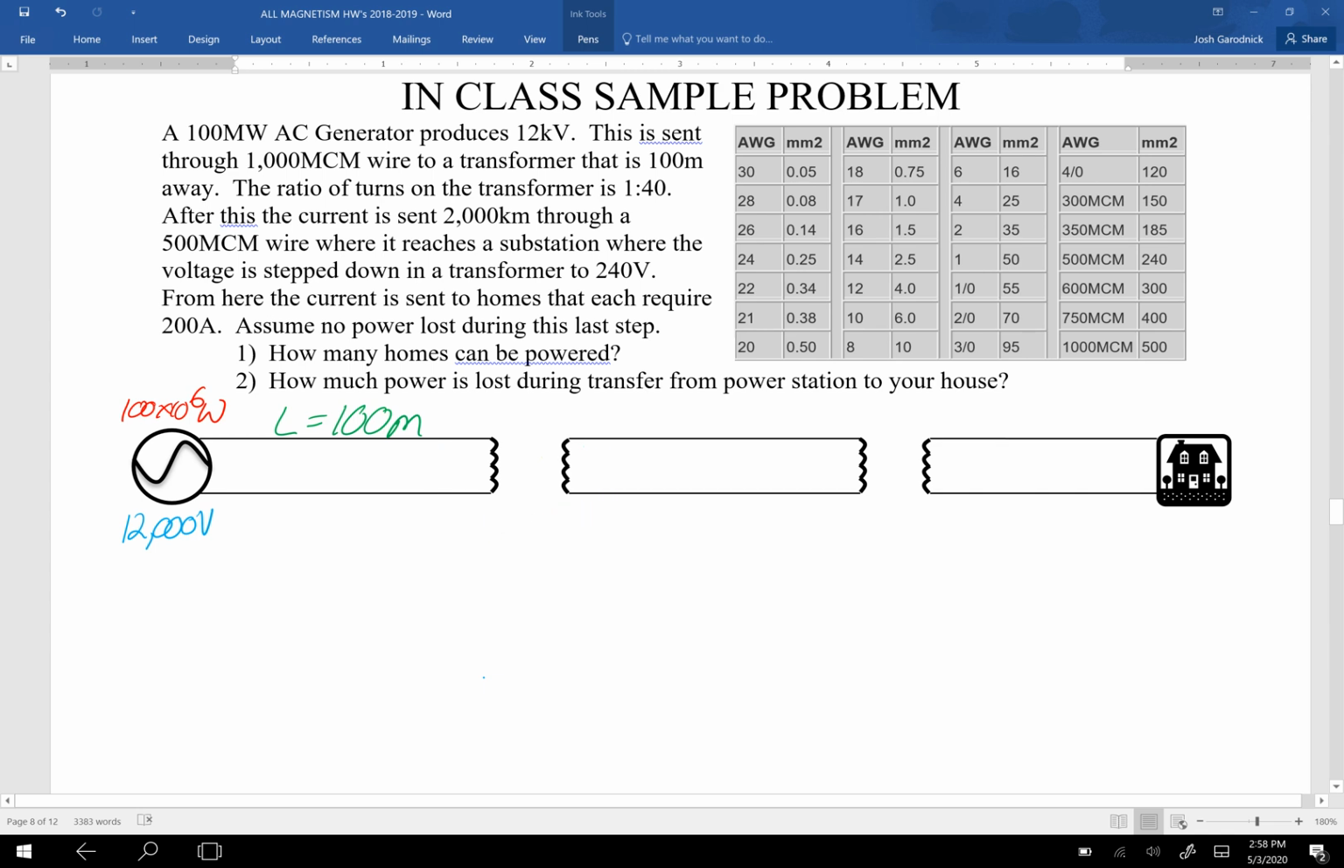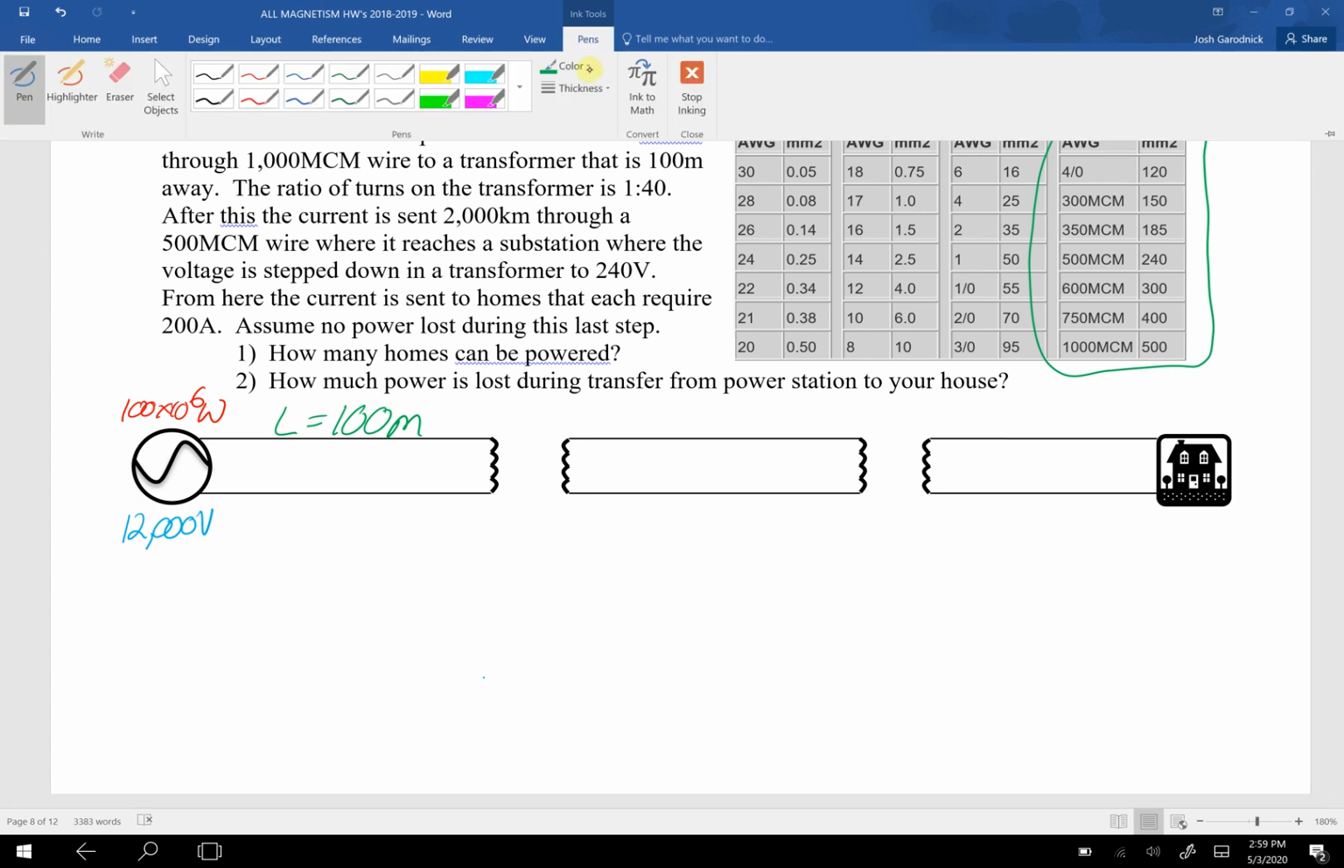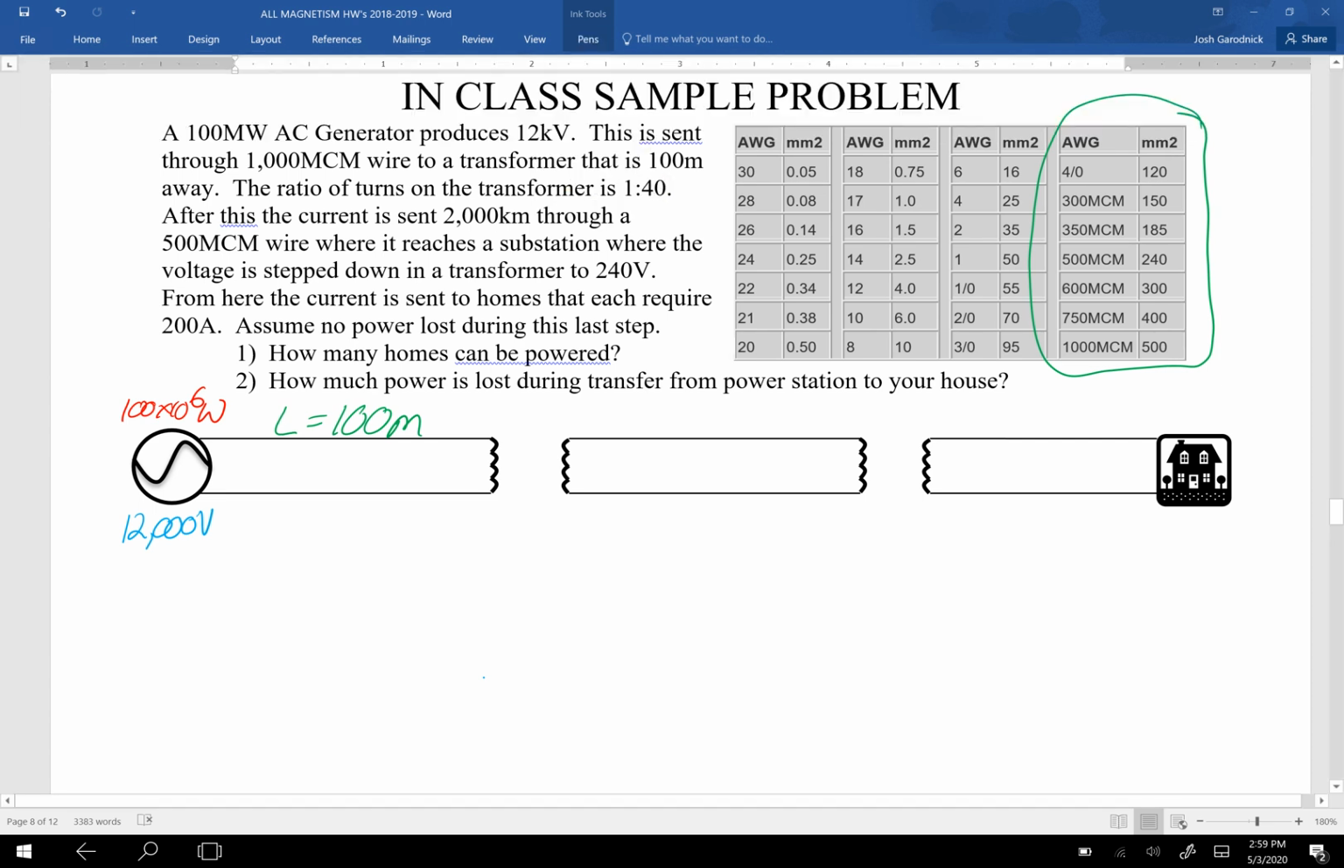So the 1000 MCM wire. The chart on the right here has AWG, which is American wire gauge. It is a standard gauge of wires. All we really care about in this picture is the stuff on the right. So it says 1000 MCM wire. Look at the chart, find 1000 MCM wire. I find it right here on the bottom. And it says the area is 500 millimeters squared.